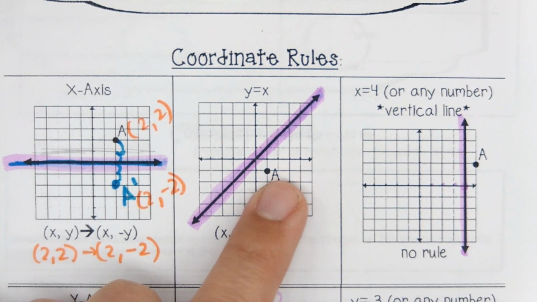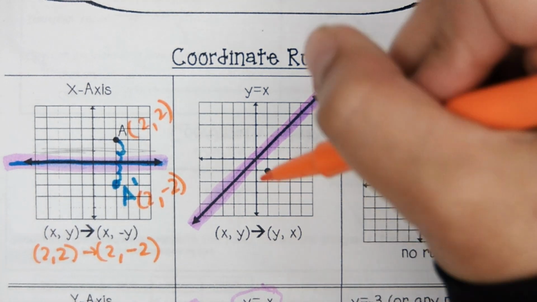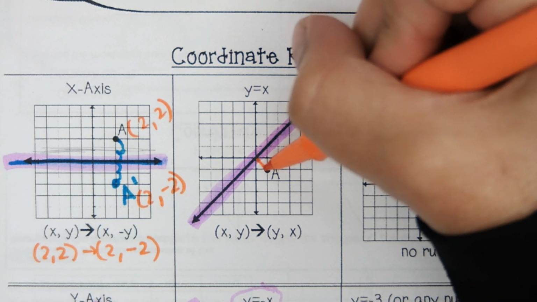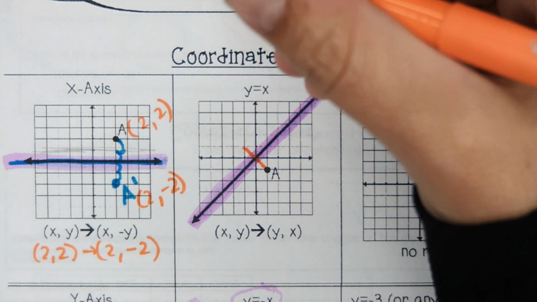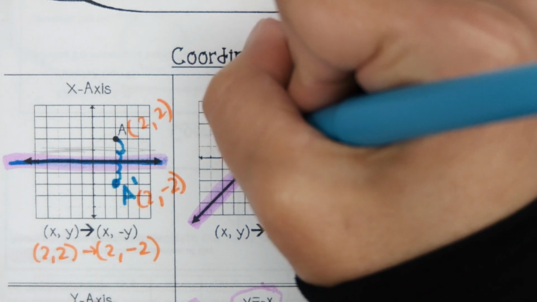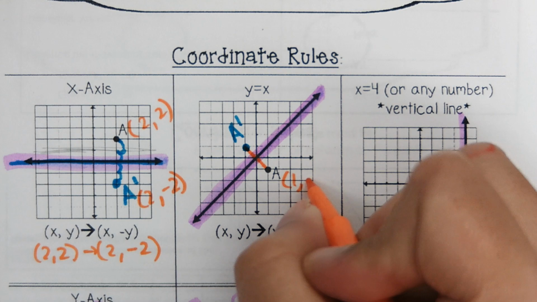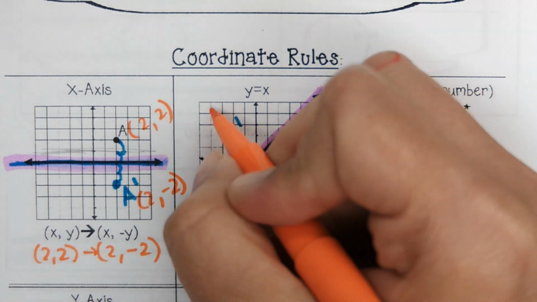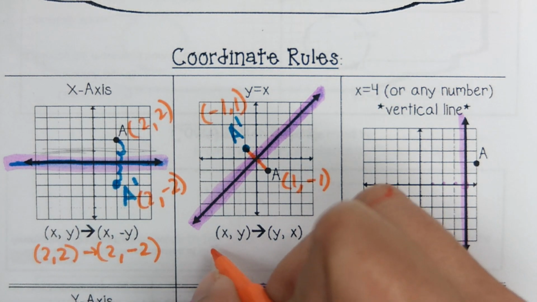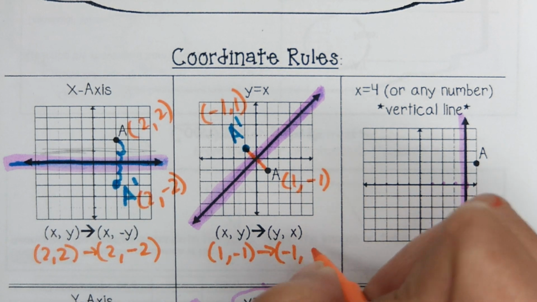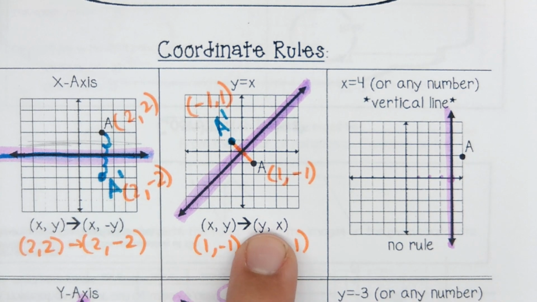Okay, the next one, reflecting over the line y equals x. We highlighted the line. We're just going to make this point the same distance from the line on the other side. So this is one diagonal away, so we can make it one diagonal away on the other side, and we get A prime right here. And then looking at the coordinates, A is at 1, negative 1, and then A prime is at negative 1, 1. So essentially, the x and y switched places here. So xy became yx.